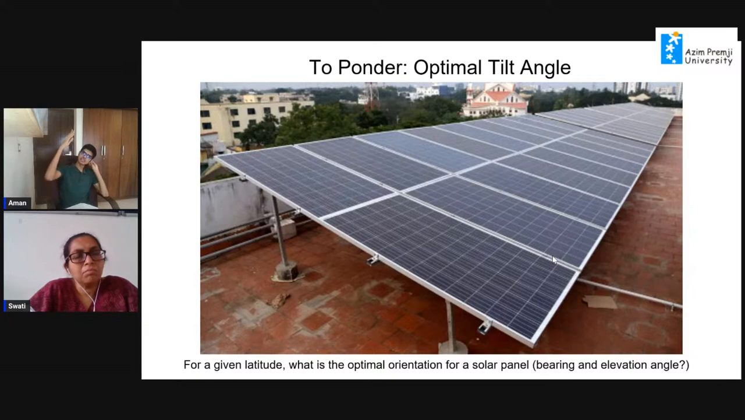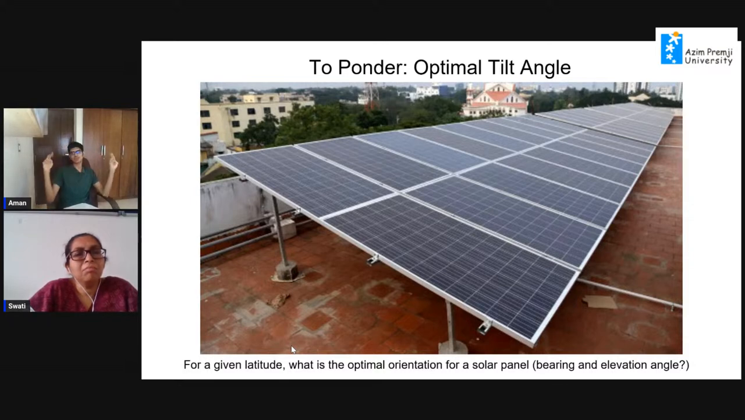If the sun is vertically above the solar panel, at the zenith, then its incident rays are most concentrated. And if it's at a larger deviation from the normal vector, then less solar power is incident on the solar panel. So if you want to optimize this, I'll pose it as a question again for you to ponder. If I give you the latitude of the place, let's say Bangalore is 13 degrees north, what's the optimal orientation for a fixed solar panel? That could be a very direct application of this problem.